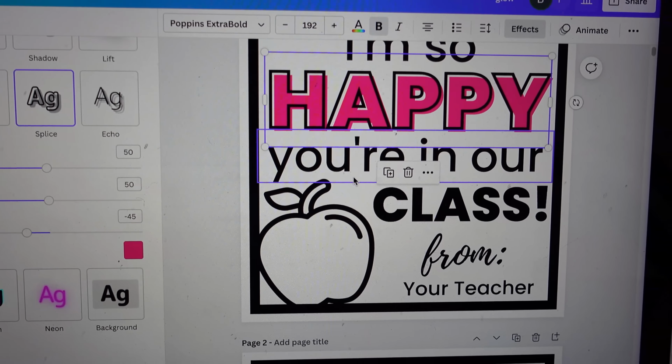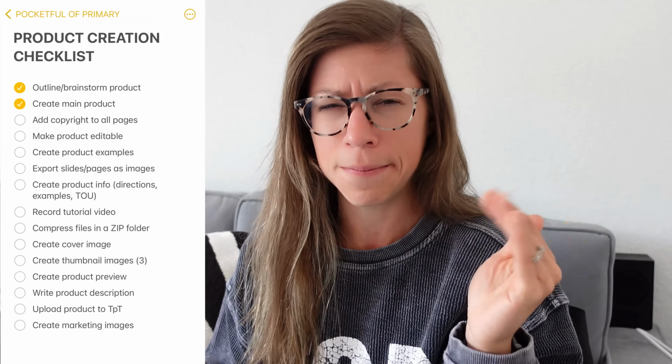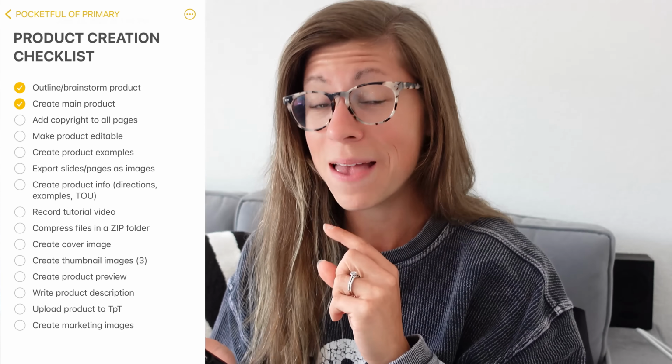While that is saving all of those as images, technically next on my checklist is to add copyright to all pages, but because these are tags that I'm then gonna insert into other pages, I'm gonna skip over that for now. Let's go ahead and make the product editable. So that is still downloading. Let's come over to Google Drive.